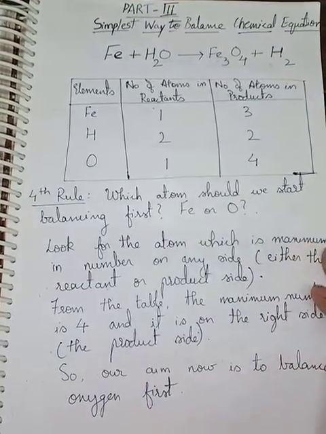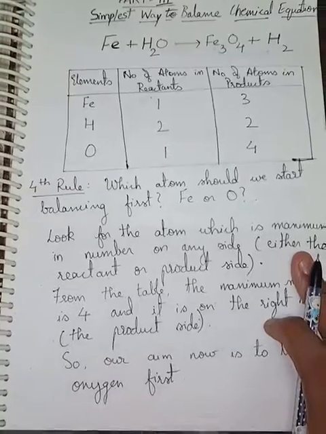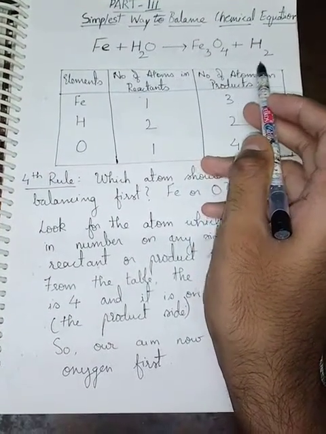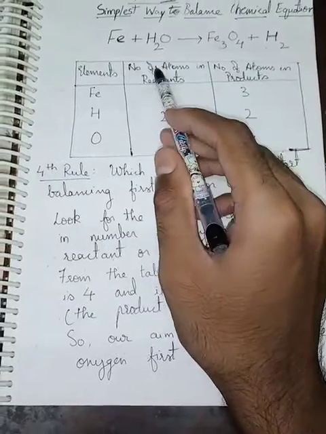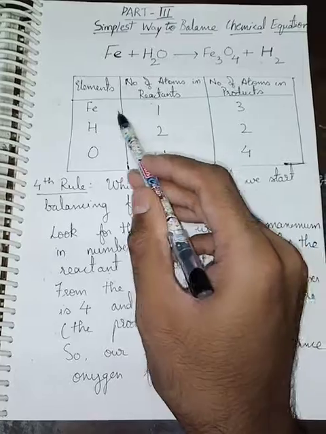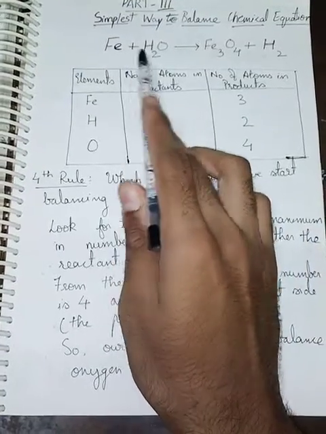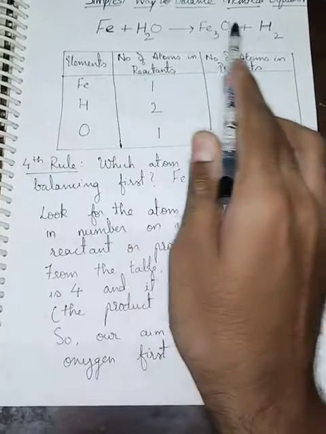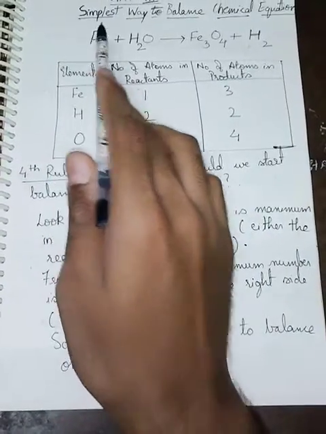To balance a chemical equation. And here the given equation is Fe plus H2O gives rise to Fe3O4 plus H2. And let us note down the elements of the equation in a table. The three elements are Fe, hydrogen and oxygen. There are only three kinds of elements if you can see in this equation.